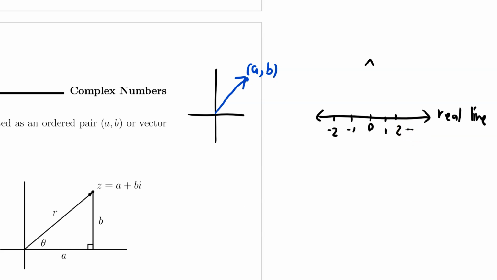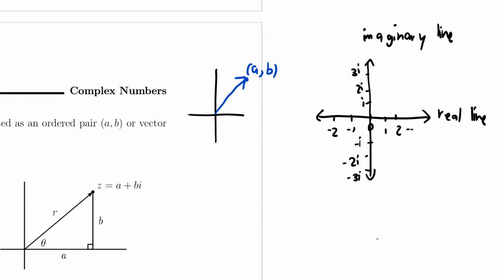I'm just going to call this the imaginary line. This is the imaginary line. And I'm going to put all the imaginary numbers on this line here. So I'm going to have i, 2i, and 3i on this side, and I'm going to have negative i, negative 2i, and negative 3i on this side. So what that also means is I now have a plane, and whatever complex number we have is going to lie on this plane.